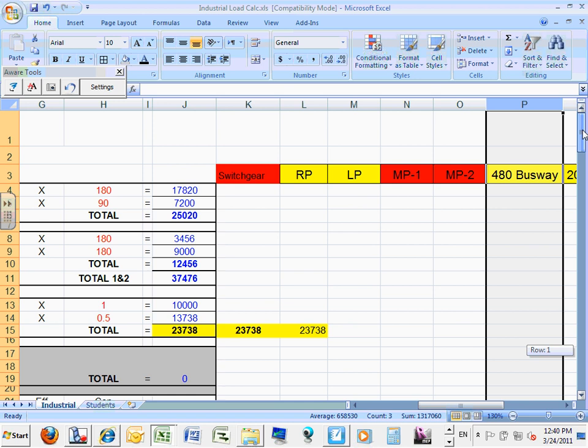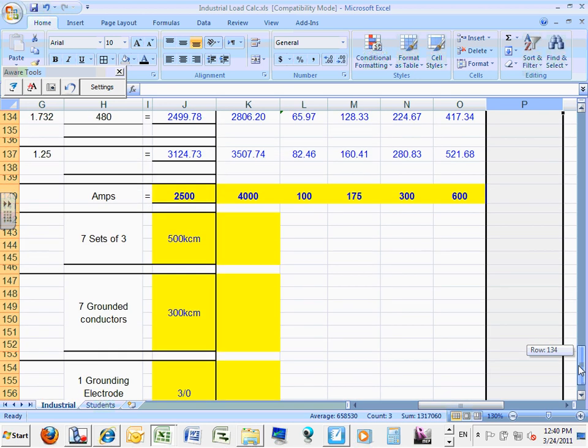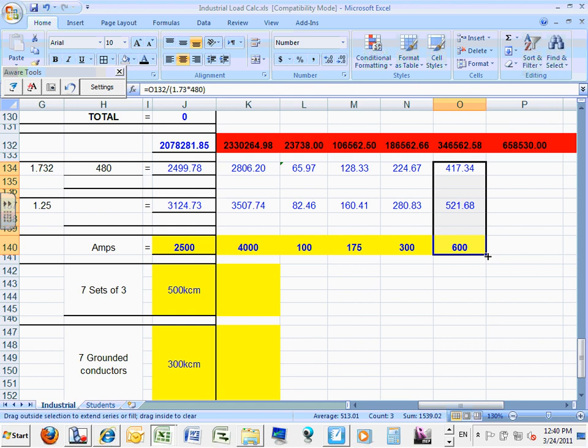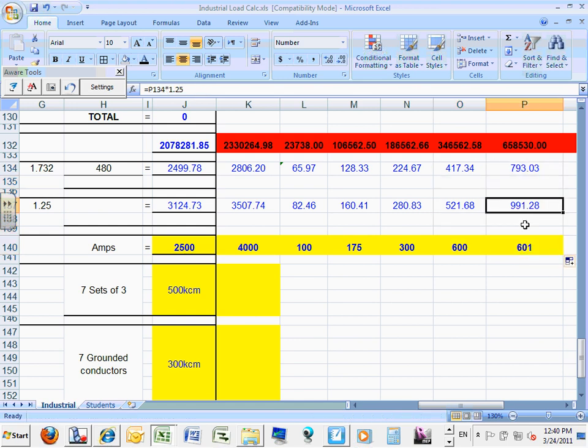Let's go to, this is busway. Yeah, it's a good idea, the busway. I'm going to drag these all the way to this. Here's my busway size, 999. So what's my next standard? 1,000. Here's my 1,000 amp busway. Busway overcurrent detection device, I know you're going to be looking at it. You're probably not going to find 1,000. It's the busway itself that we're sizing up.